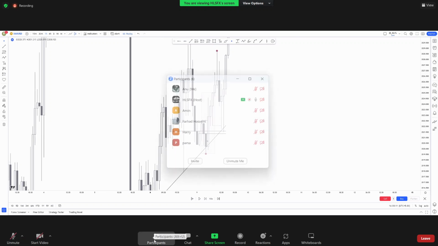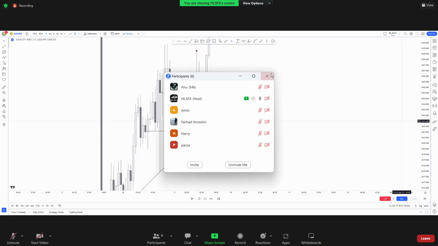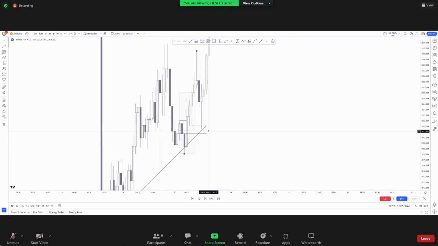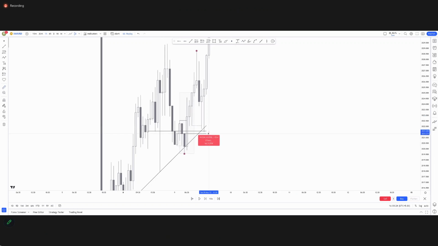Okay, awesome. So we have two entry opportunities here. There is not much difference here. You see, there's a 2.2 pips stop loss. I mean, this is a 2.3 pips difference now.